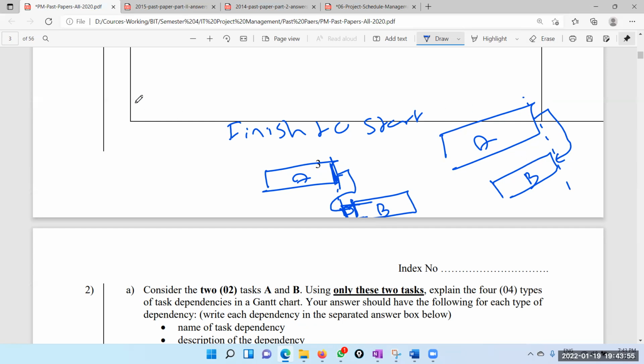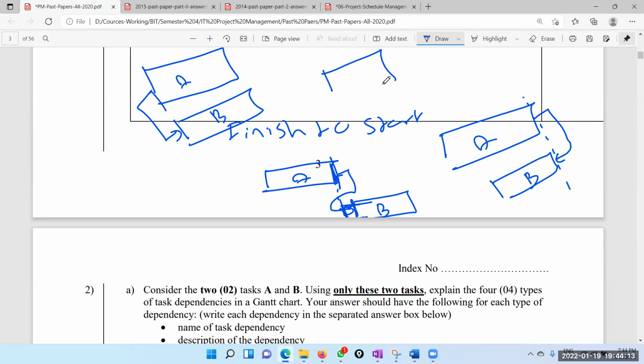Okay. So then start to start. A must be started for B to start. A and B, start to start. So this is finish to start, finish to finish. So then we have start to finish. Start to finish. A must have started for B to finish. It's something like this way. A must have started for B to finish.